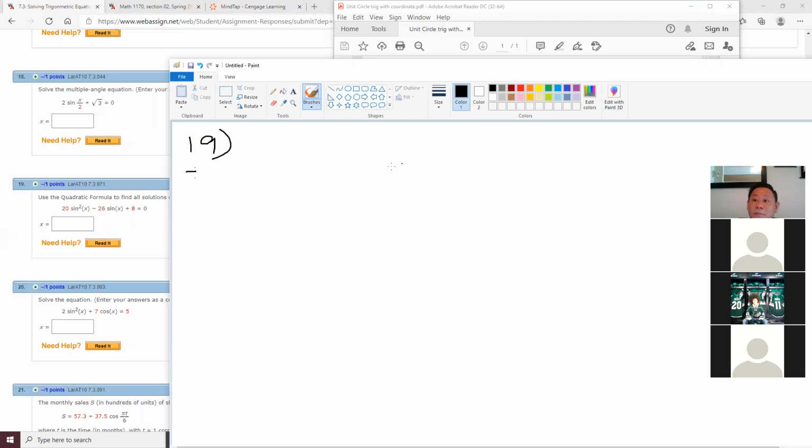What can we reduce here? Anyone? This is, come on, easy. What number can divide 20, 26, and 8? 2. Yeah, 2. So what we have in this case is 10. Now the good news is everything is in terms of sine, so we can rewrite this as 10x squared minus 13x plus 4 equals 0. So I just divide everything by 2, and then change my sine to become x.